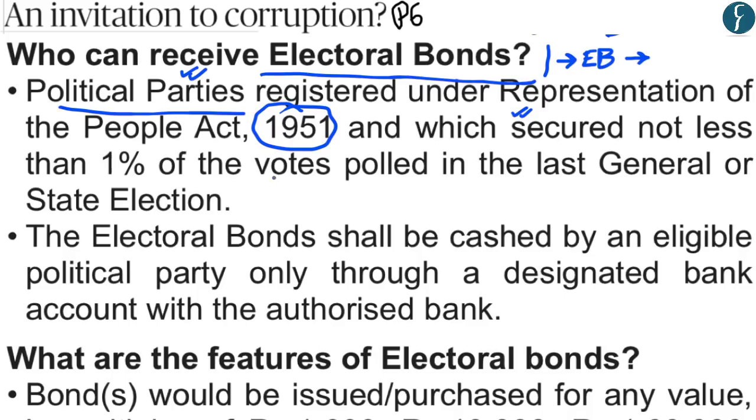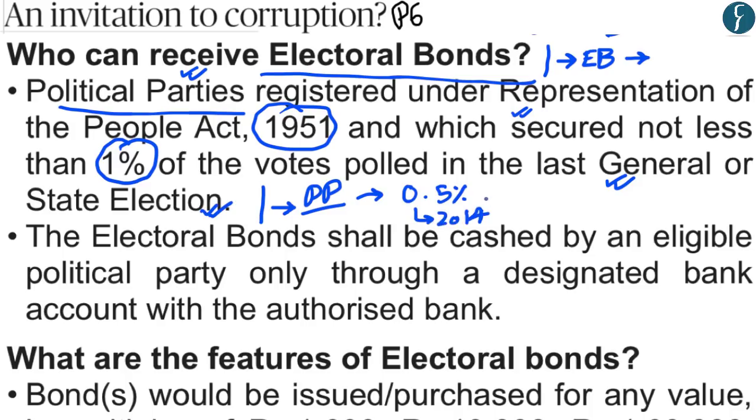And apart from this, the particular political party has to have more than 1% of the votes in the recently held general or state election. So now let's say there is a registered political party which had only received 0.5% vote during the general election of 2014. Therefore, this political party is not eligible to take electoral bonds.